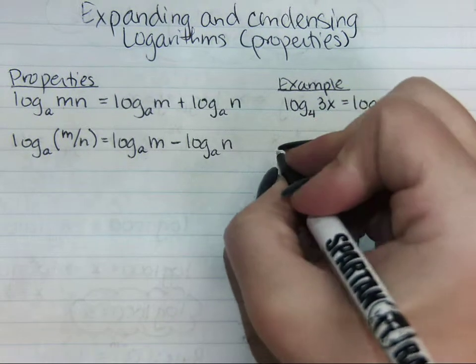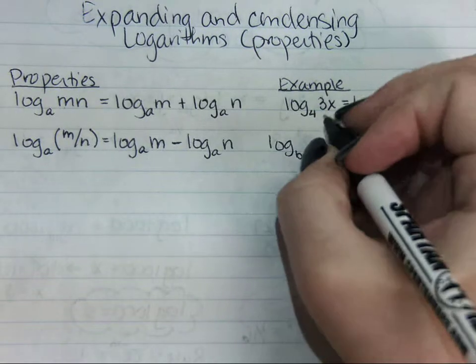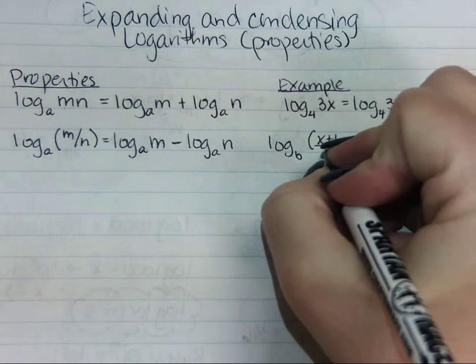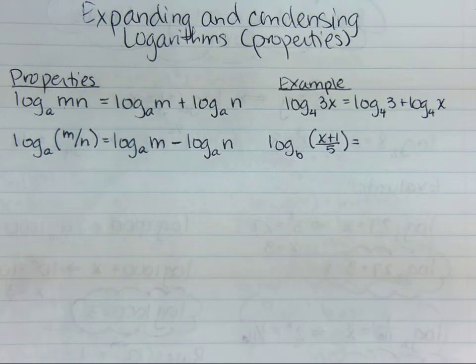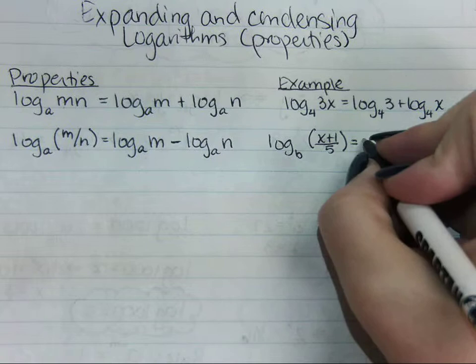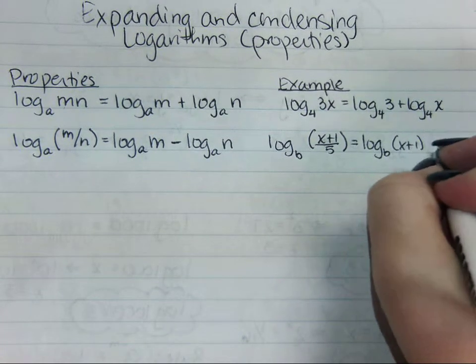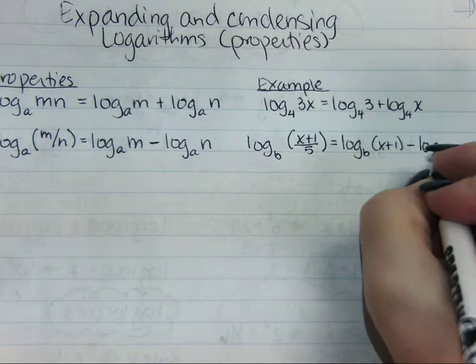Let's look at this: log base b of x plus 1 divided by 5. Again, the log does not have to be a number; it can be a variable as well. So that's the same as log base b of the numerator minus log base b of the denominator.